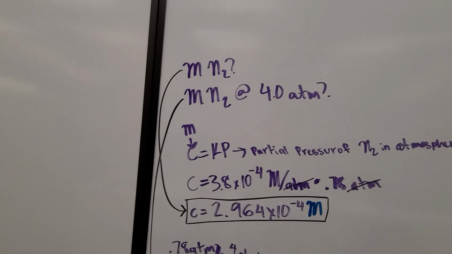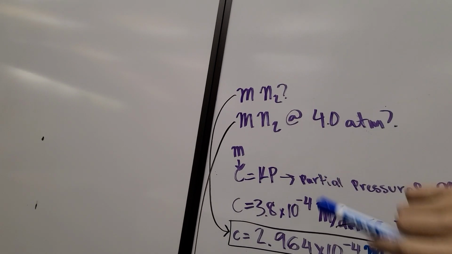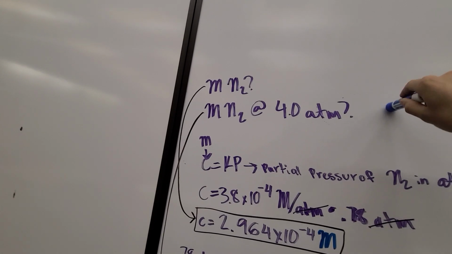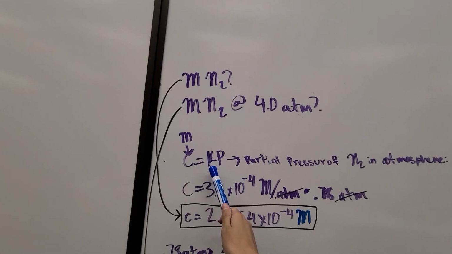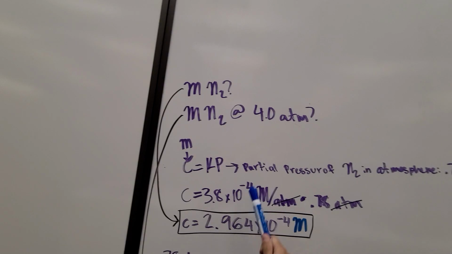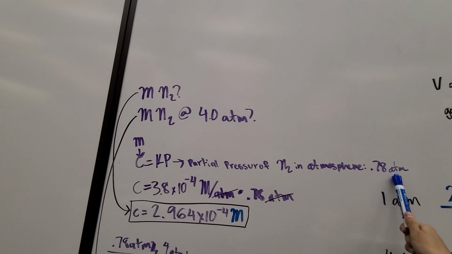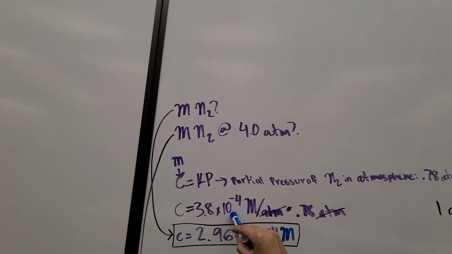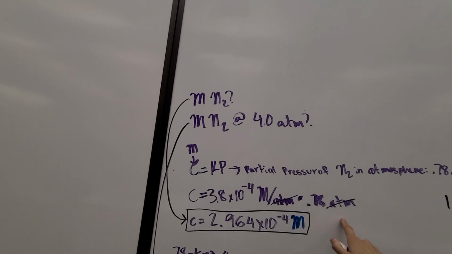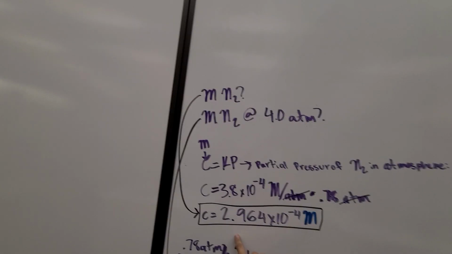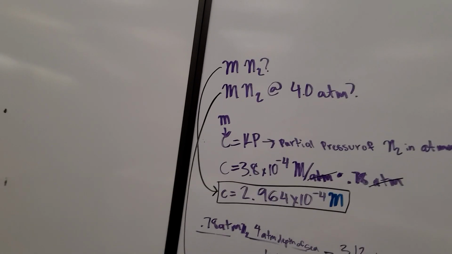So part 1 is asking for the molarity of N2 at 1 atmosphere and then at 4 atmospheres. So we have our equation right here. It gives us the K constant, and we know that the partial pressure of N2 in the air is 0.78 atm. So we plug in the constant with the partial pressure of dinitrogen in the air, and that equals 2.964 times 10 to the negative fourth molarity.